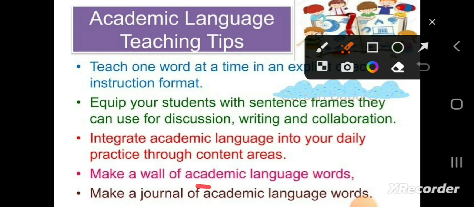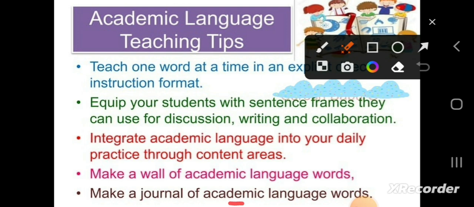Next, make a wall of academic language words. Create a visual display in the classroom featuring academic vocabulary words. This wall can include definitions, example sentences, and visual aids. It serves as a constant reference for students and reinforces their understanding of the vocabulary.